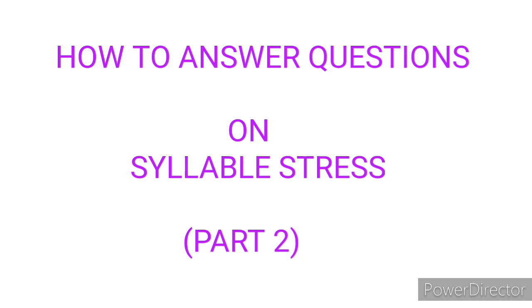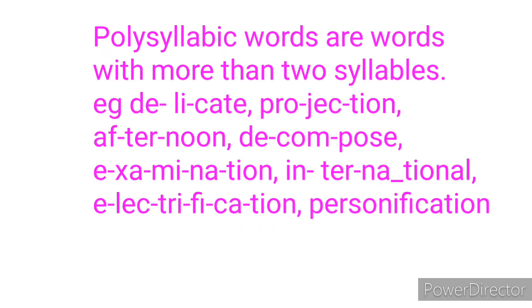So today we are going to be looking at how to stress polysyllabic words. Polysyllabic words are words with more than 2 syllables. Examples of polysyllabic words are words like communication, delicate, projection, afternoon, decompose, examination, international, electrification, personification. As you can see, these words have more than 2 syllables. Some have 3 syllables, some 4 syllables, and some 5 syllables.